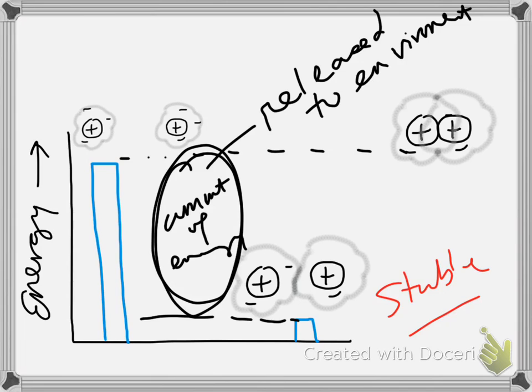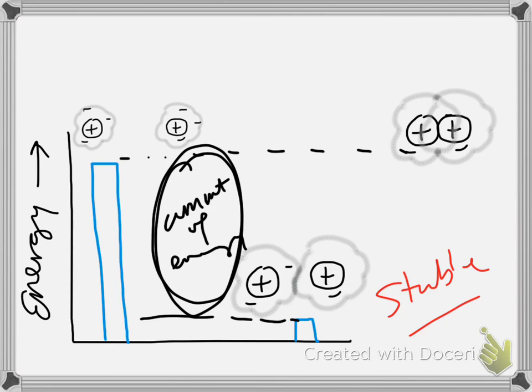Now, if we think about that in the inverse, to take something from this energy level to get it up to that energy level, what would you have to add to the material?